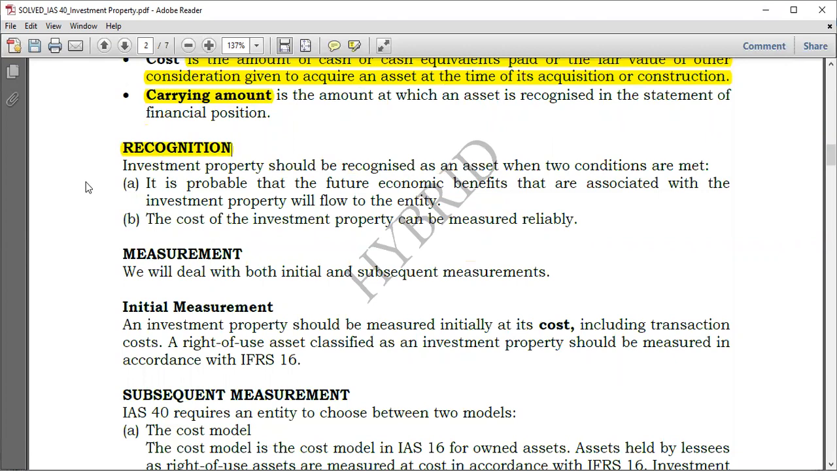These conditions for recognition are just normal. Investment property should be recognized as an asset when two conditions are met. Whenever these two conditions are met, an investment property would be eligible to be incorporated into the financial statements, especially the statement of financial position, I mean.